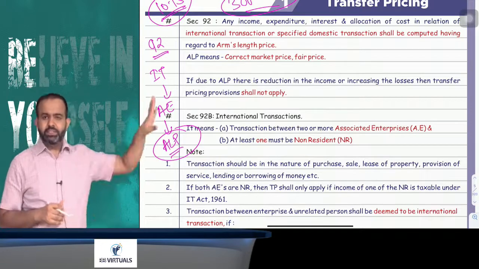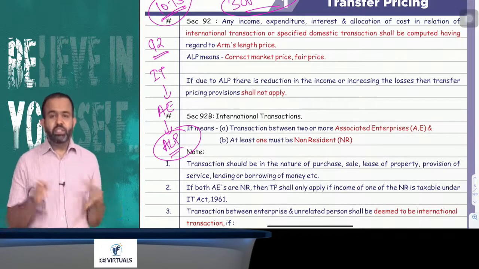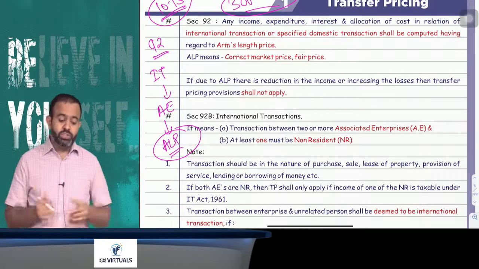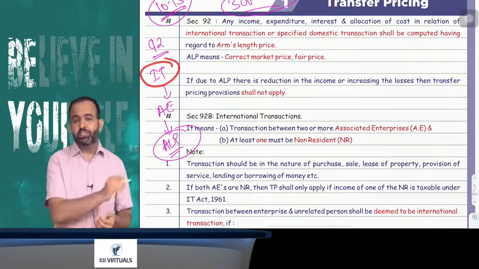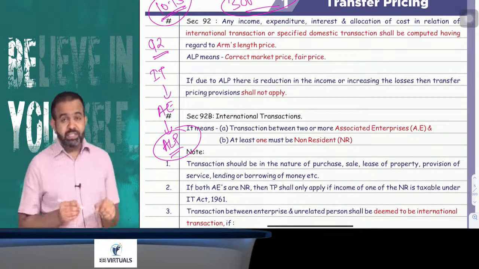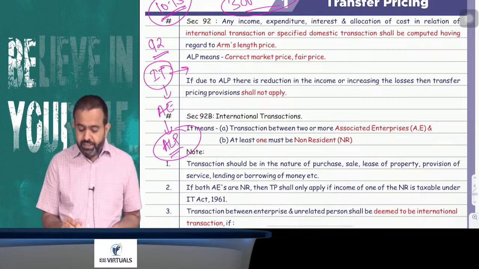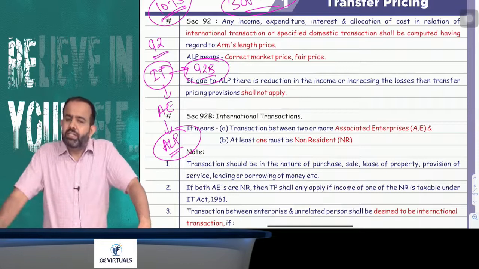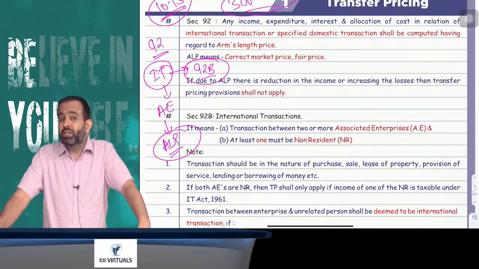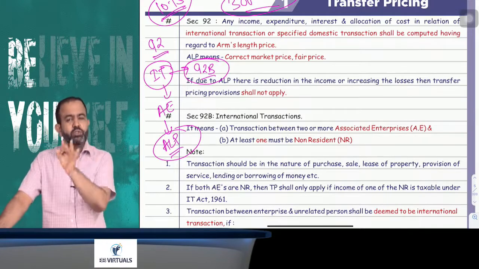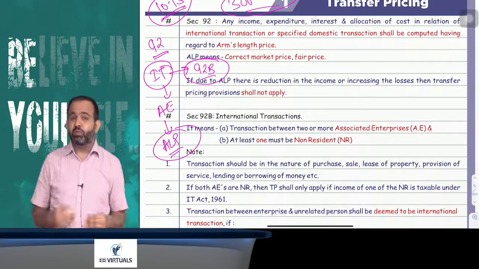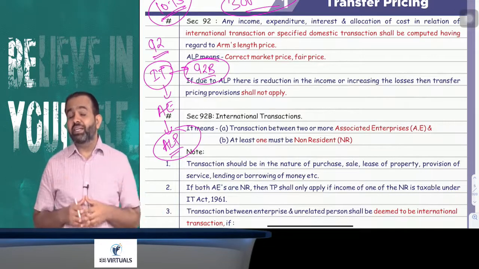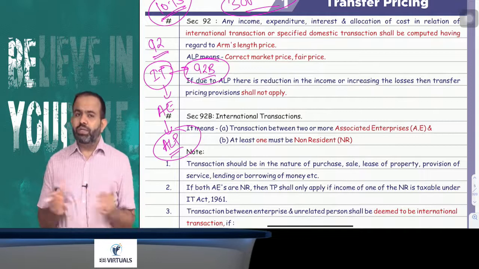First part is an international transaction. If there is an international transaction between associate enterprises, then you have to compute the income in accordance with the arm's length price. Now the question is, sir, what is the meaning of international transaction? International transaction is defined in section 92B. Section 92B says that international transaction means a transaction between two or more associate enterprises, and at least one should be non-resident. That is called your international transaction.